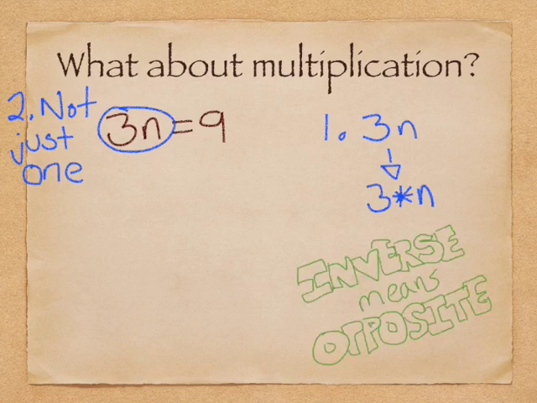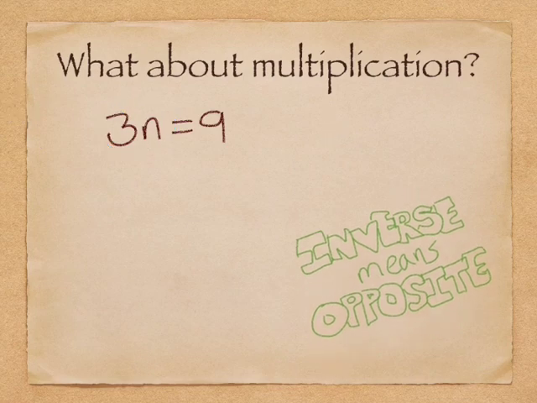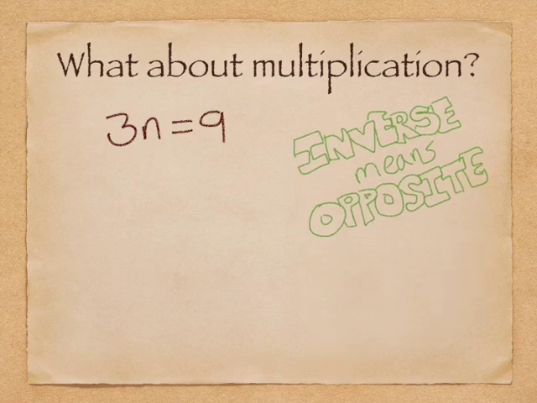All right, let's remember that inverse means opposite. And what we're going to have to do here is use the inverse operation in order to solve this. So what is the inverse operation? Well, we're doing multiplication. So what's the inverse of multiplication? It's division. Division is the inverse of multiplication. We know that because division undoes something. 3 times 3 is 9. 9 divided by 3 is 3.